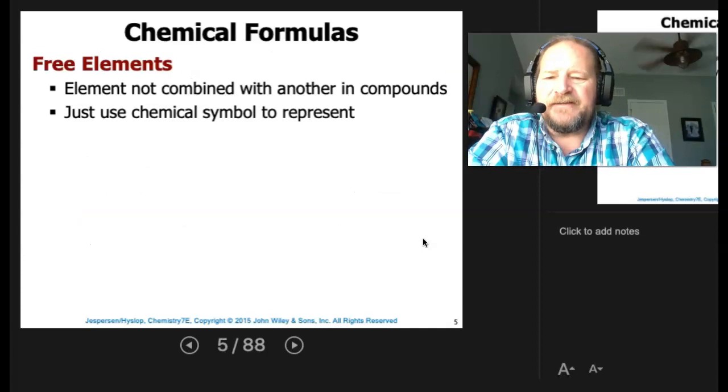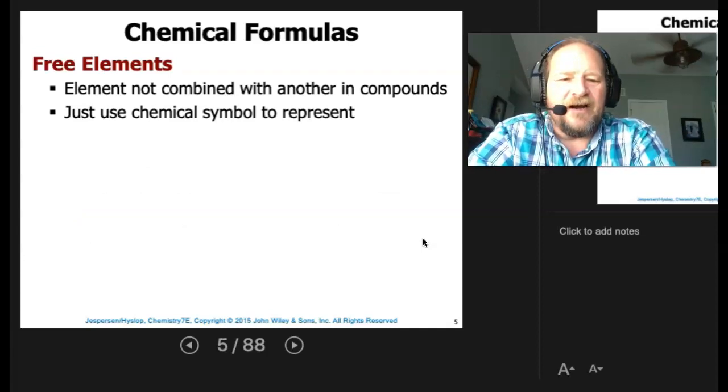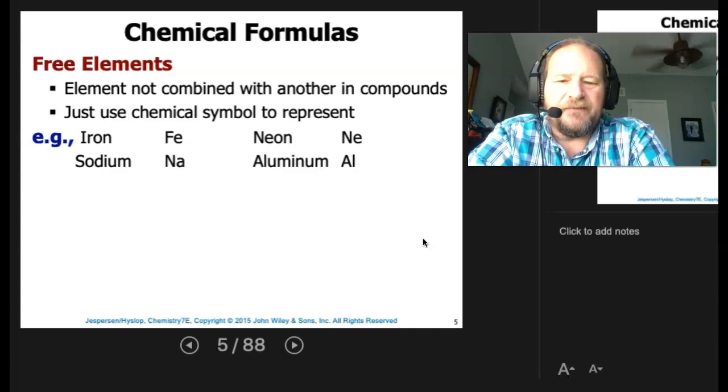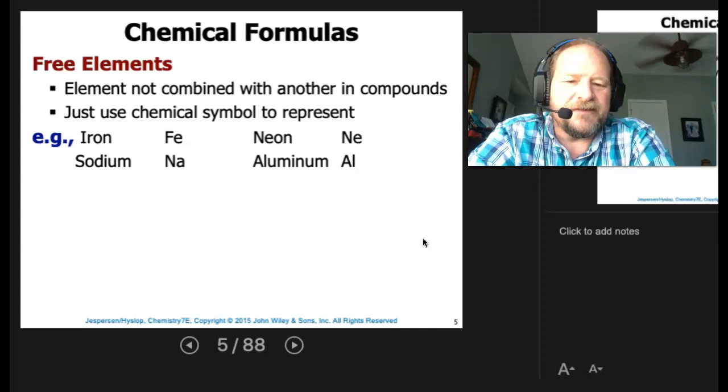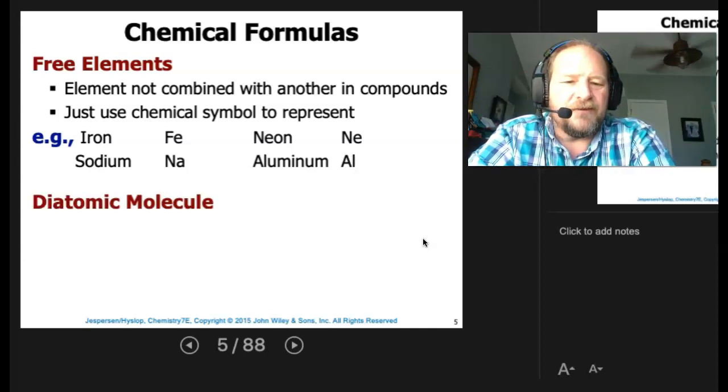Now, free elements, the element not combined with another in compounds. So we just use a symbol to represent those. So if it was just a free element, we would just say iron, Fe, right? So Fe plus something, something, something. Right? Sodium, same way, neon, aluminum.